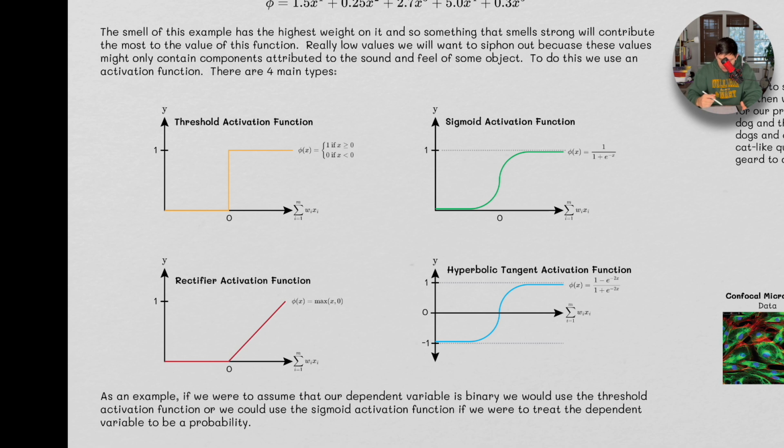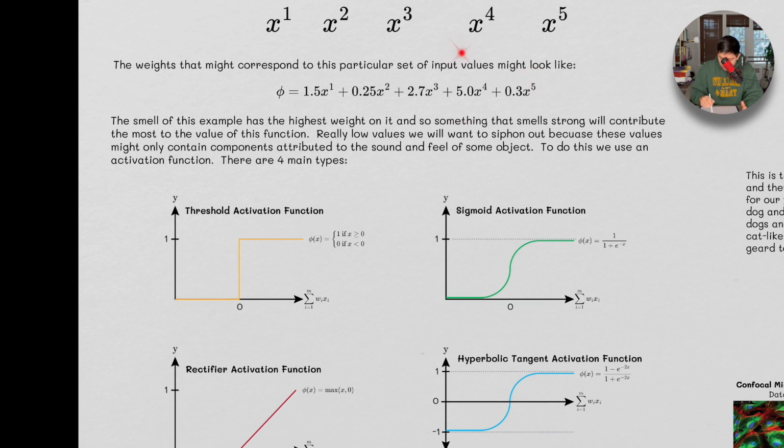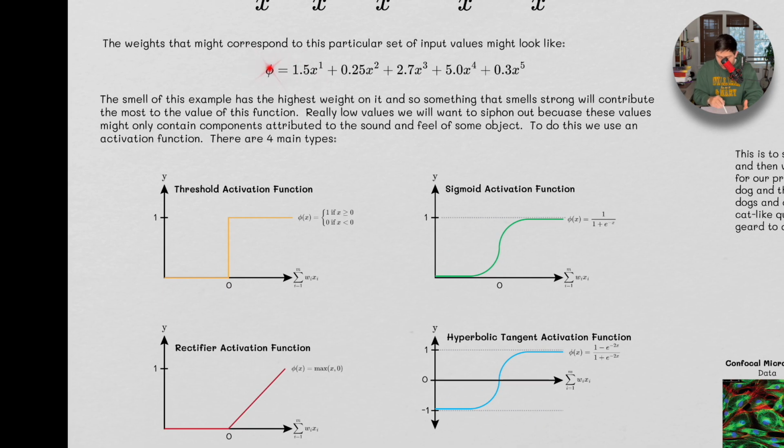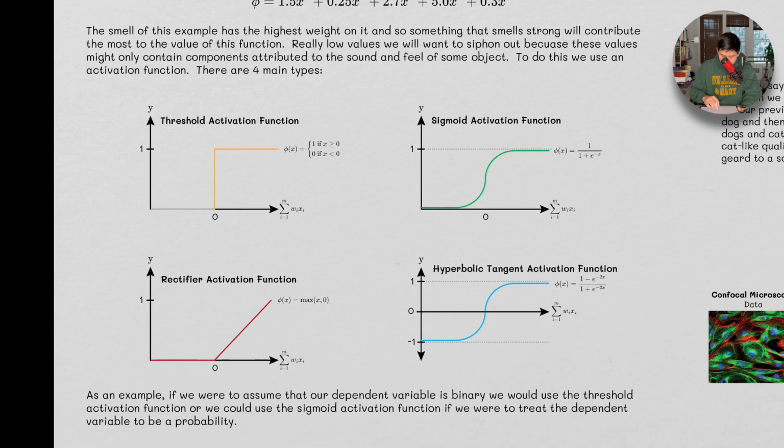So if all of this equals 0, then none of this is going to get passed through. But if this equals 1, then it does, it gets passed through. Okay, so that's a threshold activation function.